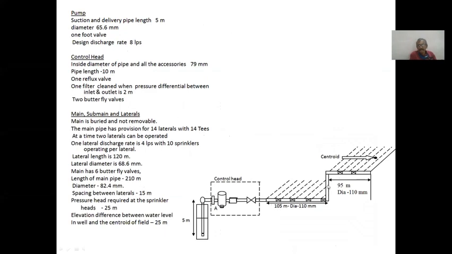Length of main pipe is 210 meters. Diameter of the main pipe is 82.4 millimeters. Spacing between laterals is 15 meters. Pressure head required at the sprinkler head is 25 meters. Elevation difference between water level in well and the centroid of the critical location is also 25 meters. So this is the data for which we will select a pump.